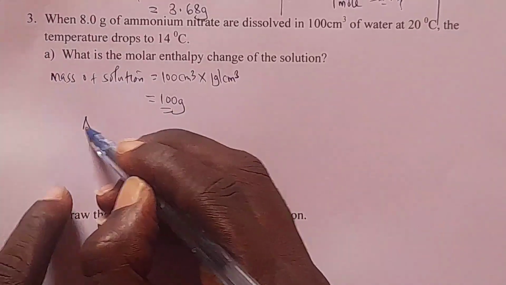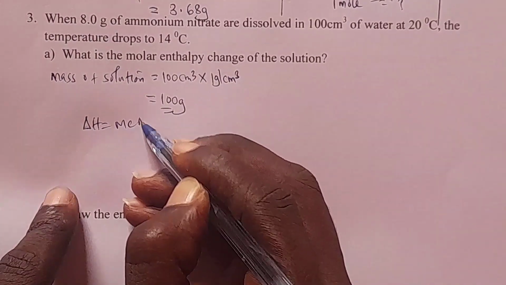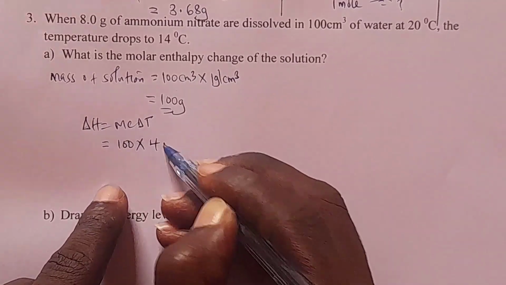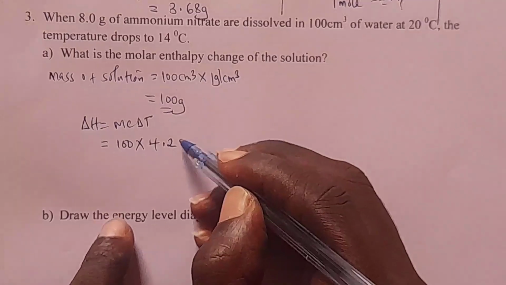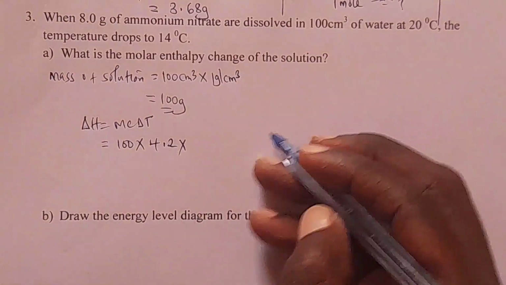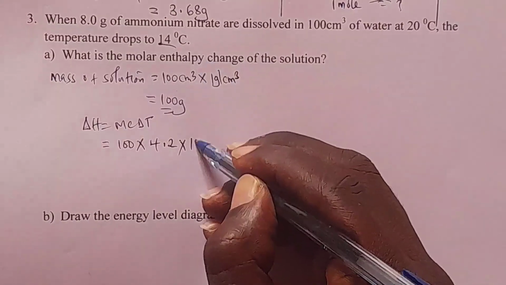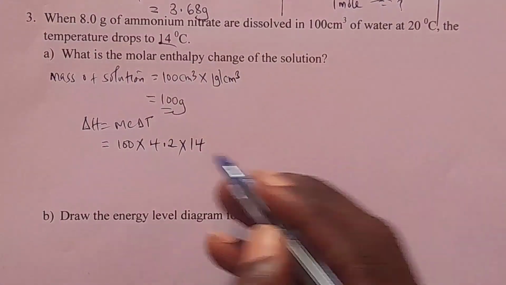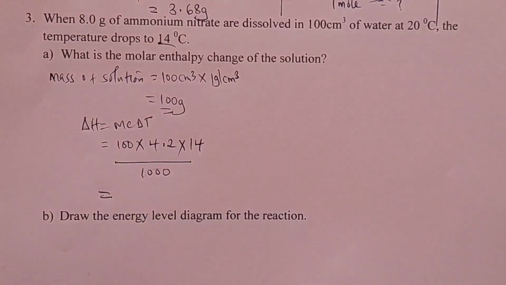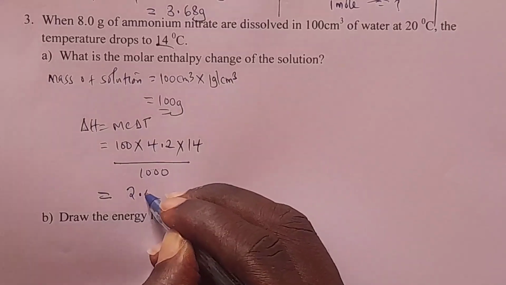So go to the formula. Enthalpy change is given by mc delta T. So what is our m? It's 100, times our c, the specific heat capacity. It is 4.2, although it's not given, but it's supposed to be given. Times the temperature change, which we are told has dropped by 6 degrees Celsius. Then we divide by 1000 so that we make our enthalpy change in kilojoules. So we're going to get here 2.52 kilojoules.